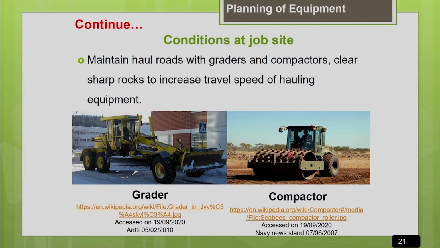So you should maintain the haul roads, clear all the sharp rocks so that you can increase the travel speed of your machine. If you can increase the travel speed of your machine, the cycle time of the machine will be reduced, so your productivity will increase, so your total project cost gets reduced. So that is why we should spend some effort on maintenance of the haul route in the project site. That will really help you to reduce the cost of your project.